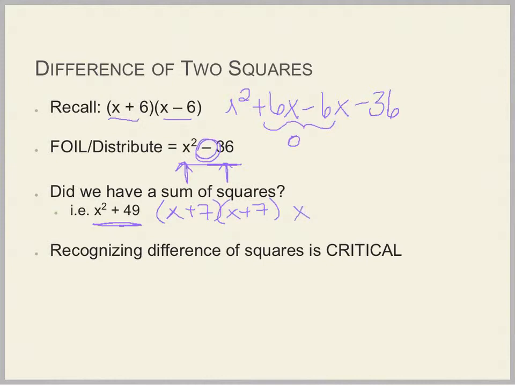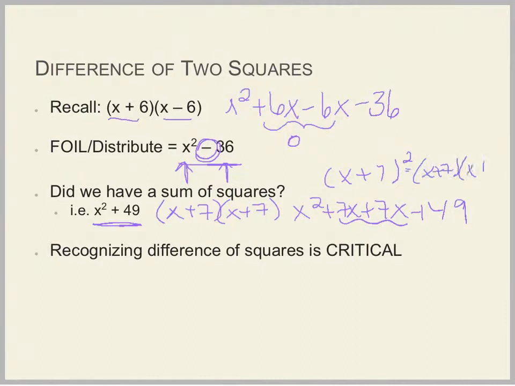And distributing and foiling, we have x squared plus 7x plus 7x plus 49. So those middle two terms add up to 14x. Sometimes students will say, well, x plus 7 quantity squared. But this is also not a sum of squares because this would equal what we just multiplied, those two binomials of x plus 7 times x plus 7. So, did we have a sum of squares? No. There is no sum of squares that can be then factored. So, we need to recognize these differences of squares.